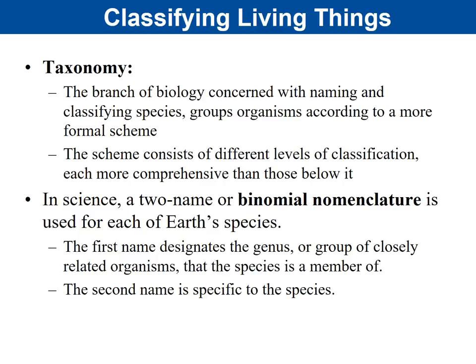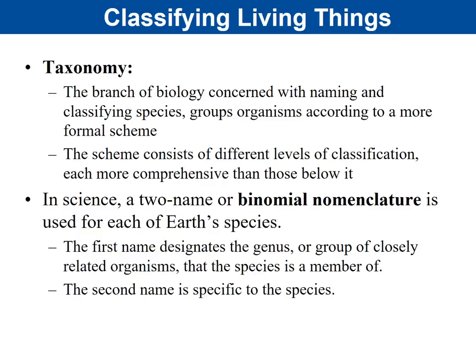The most narrowed down form of classification, remember, is the species, because a species is very specific. The members of a species have to be able to breed and produce fertile offspring. And remember that as we go up from there, we get more broad. And again, we'll look at another example of this.